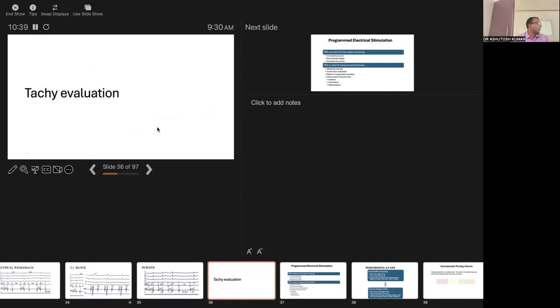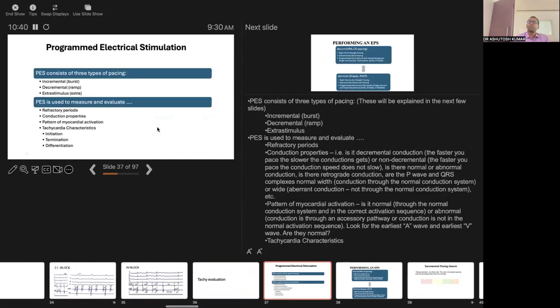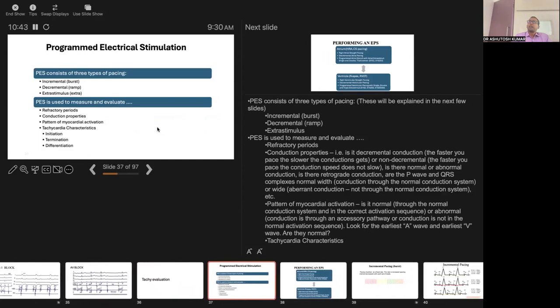Now we are coming to the Tachy protocol, Tachy evaluation. So there is programmed PES. We use the word PES, programmed electrical stimulation. So it consists of three types of pacing: incremental, decremental, and extra.